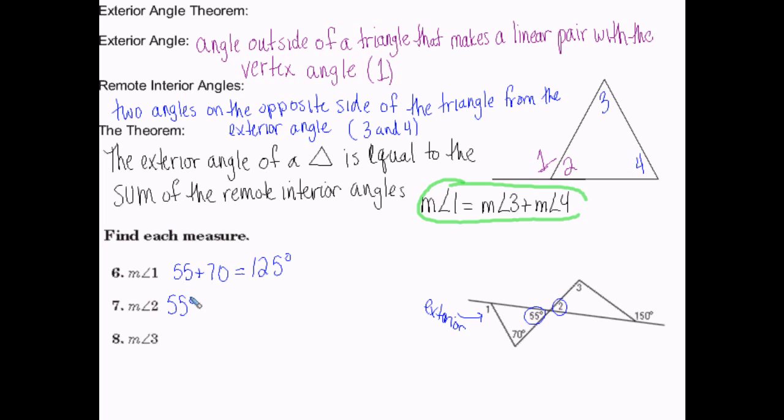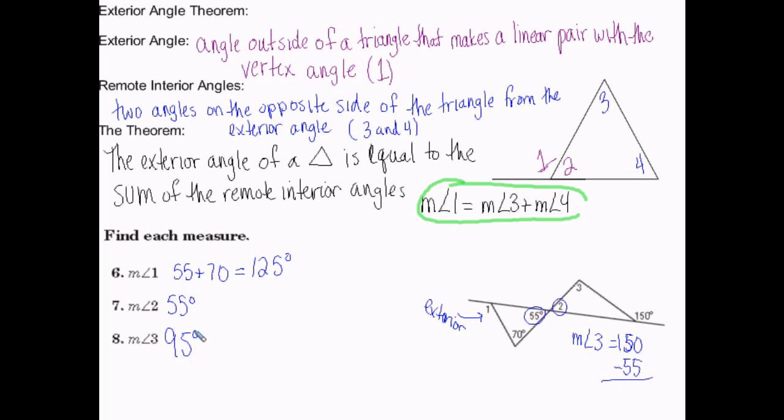I know that angle 2 is 55, and I know that this exterior angle is equal to 2 plus 3. So to find 3, I take 150 and subtract angle 2 from it, and I would get 95.